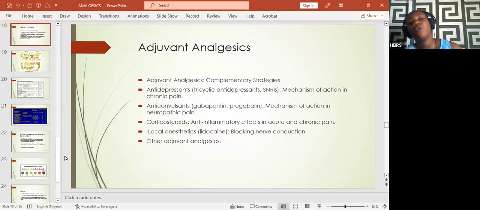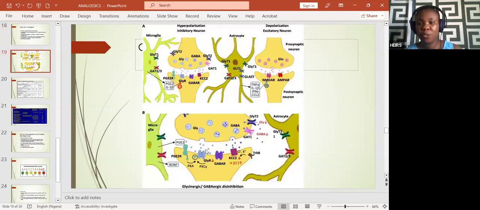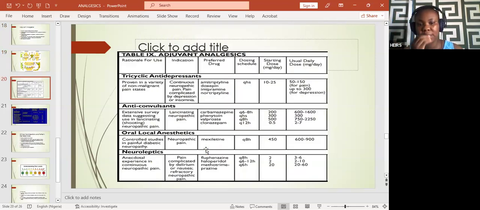So the last thing we discussed was adjuvant analgesics. We said these are usually complementary strategies that you would want to use for neuropathic pains and some other types of pains. I showed you this picture. I said these are like the neurotransmitters being released in the brain when we're experiencing any painful occurrence that is not incited by an outside injury. So the nerves are misfiring and giving pain signals even when there is no pain going on. And then we got to this slide.